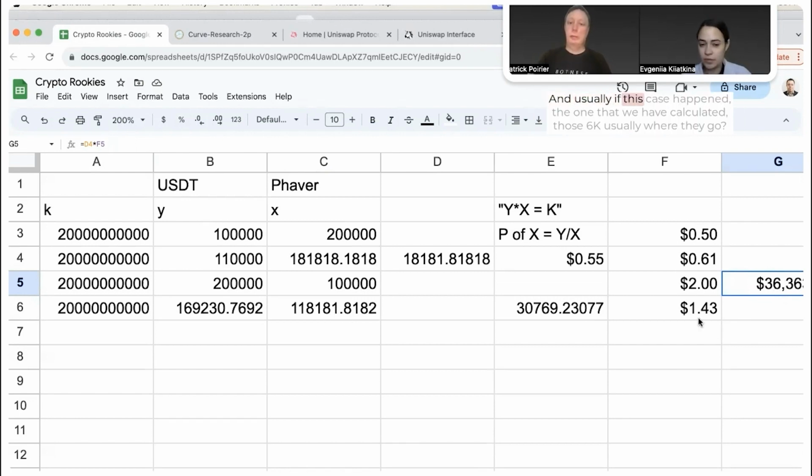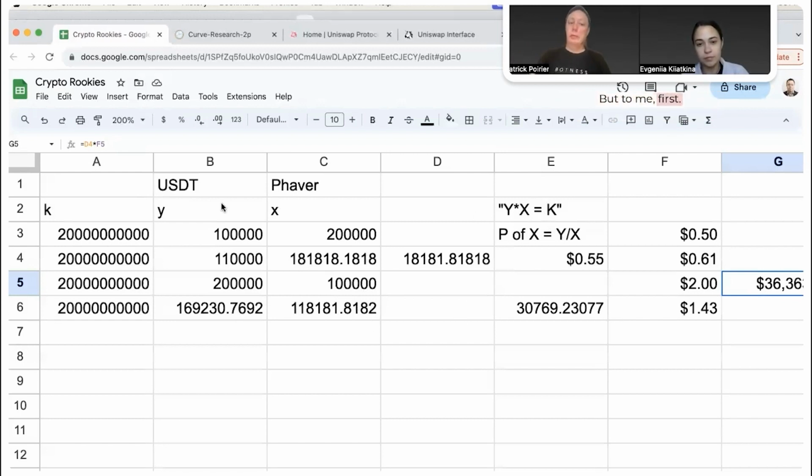And usually, if this case happened, the one that we have calculated, those 6K, where do they go? Yeah, it was artificial money from the start. It didn't really go anywhere. It was just fake artificial money. It's an artifact of the bonding curve formula. And that's why a lot of people struggle understanding this.